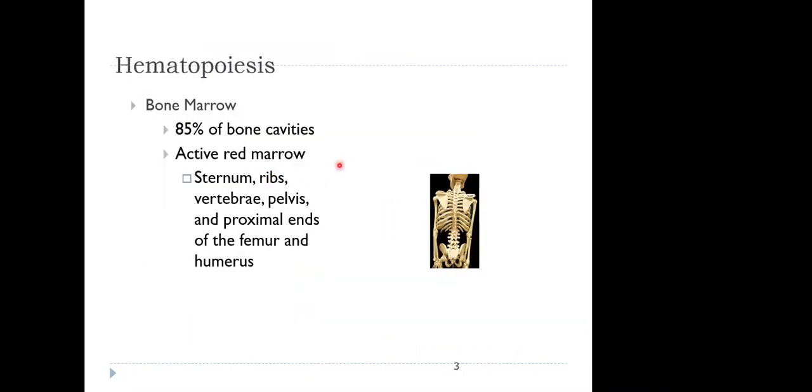Hematopoiesis is where our blood cells come from. You may remember looking at a bone and noticing that central cavity. That is the bone marrow, and that's for active production of blood cells. Besides the long bones, the sternum, the ribs, the vertebrae, the pelvis, and the ends of the long bones are sites of production for blood.